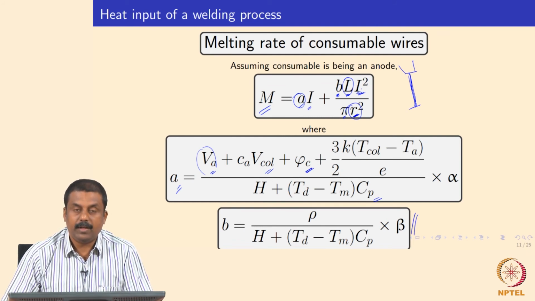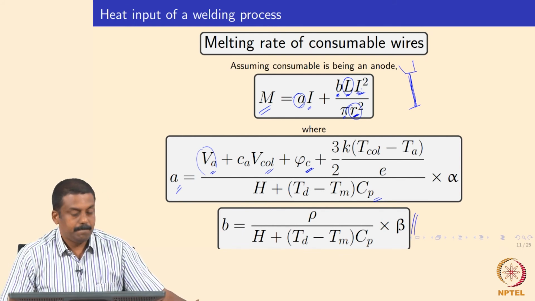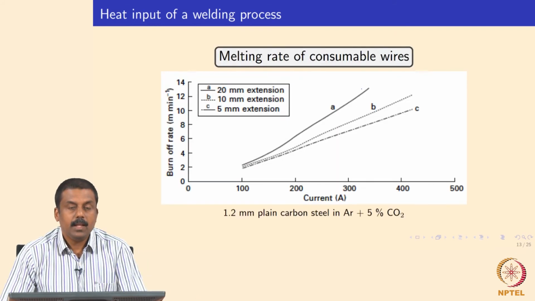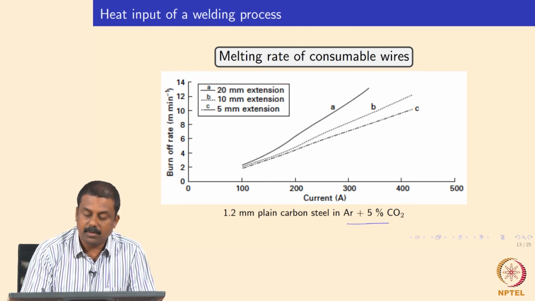That means that if you use electrode positive and if you fix the other process parameters, for example shielding gas, the important factors that can influence your melting rate are the stick out length and the welding current. So this graph shows the effect of the stick out length on the burn rate or the melting rate of 1.2 mm plain carbon steel, in argon plus 5% CO2 atmosphere.